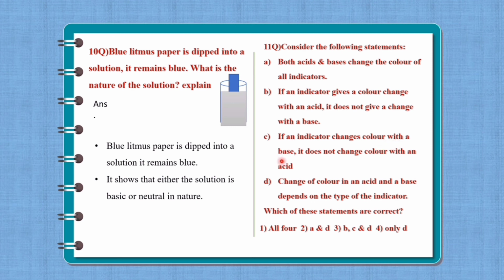Third sentence, if an indicator changes color with a base, it does not change the color with an acid. This statement is correct. Example, turmeric indicator. Change of color in an acid and a base depends upon the type of indicator. This is also a correct statement. There is no option of C and D. So the answer is D.